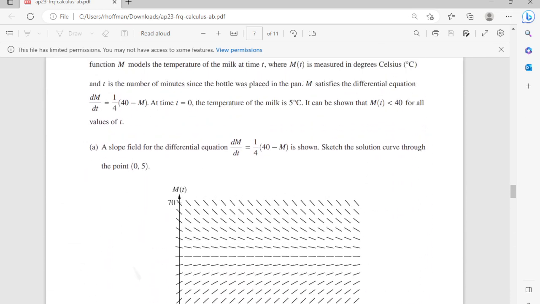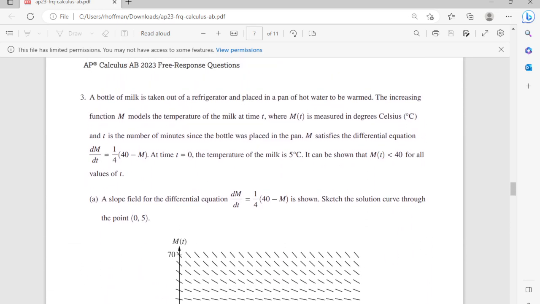We start with milk. We've got a bottle of milk placed in a pan of hot water to be warmed. We have an increasing function that models the temperature. M is measured in degrees Celsius and T is number of minutes. And we're also told that the temperature, that M is below 40 for all values of T.